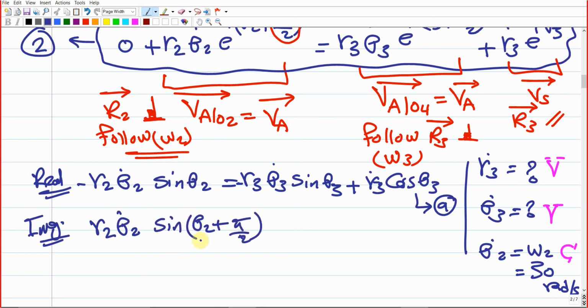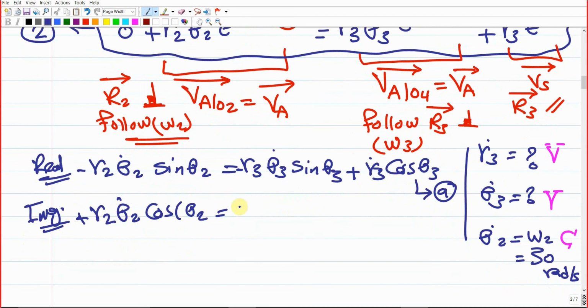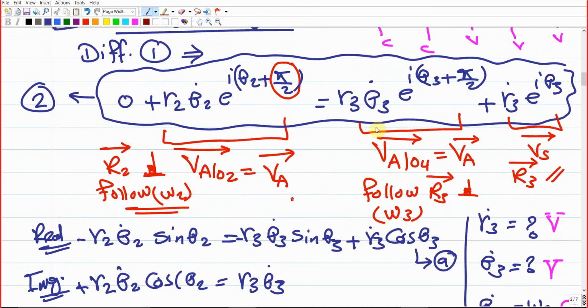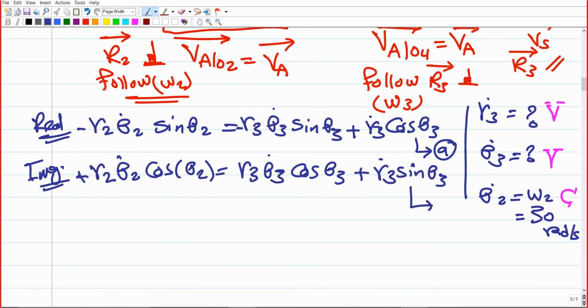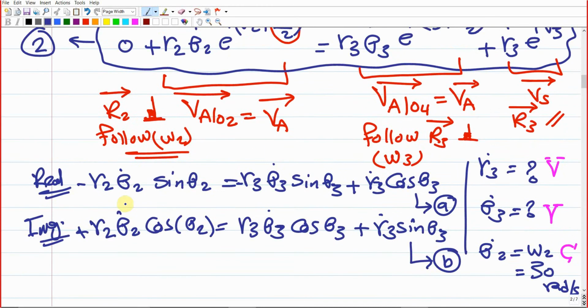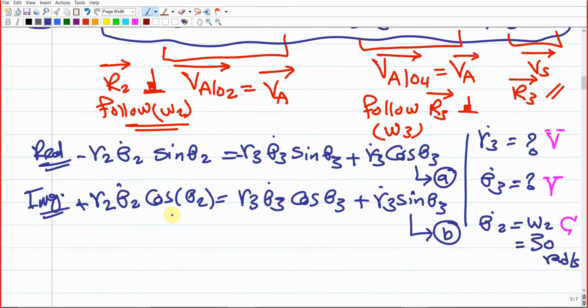We mentioned that sine of theta plus pi over 2 gives positive cosine theta 2. So I can write this one, to get rid of the pi over 2, as positive R2 theta 2 dot cosine theta 2 equals R3 theta 3 dot, again sine of theta 3 plus pi over 2 gives positive cosine theta 3, plus R3 dot sine theta 3. This is going to be the imaginary term, and this gives us the second equation, equation B. As you can see, I wrote the real and imaginary equations directly.